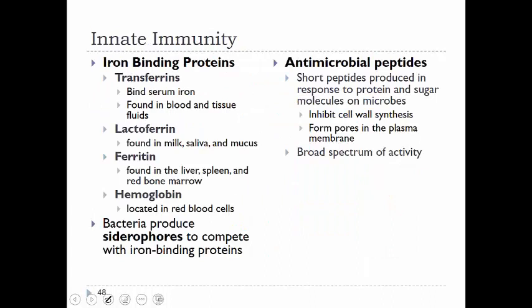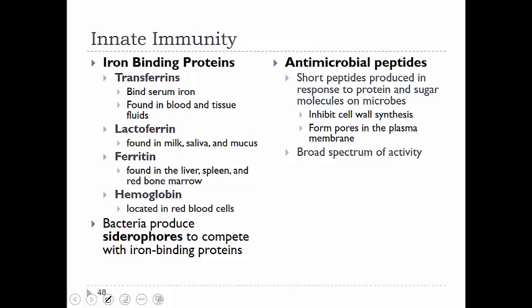We also have iron binding proteins. So I mentioned before that iron is important. And what we do is we bind iron. There's not very much free iron in our system. So in order for the microorganisms to be able to survive, they're going to have to do something or steal the iron. So transferrins actually bind serum iron.